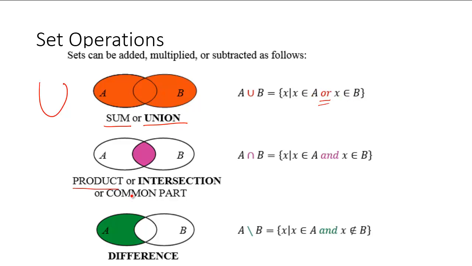The product is actually called the intersection, the common part. Only those that are on both teams can be included. So that is an AND. So an element that is in the intersection must be in A and in B, not in A or in B. Then there's the difference, which is a not statement. A not B. So it's in A and it's not in B. So only those in one part can be welcome.